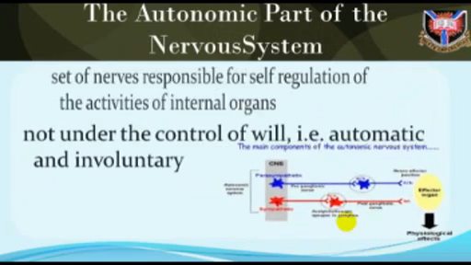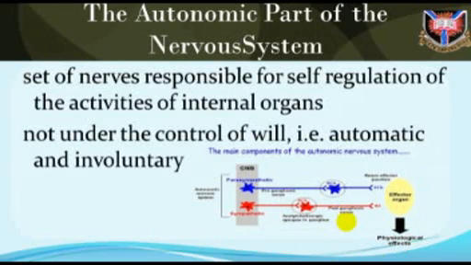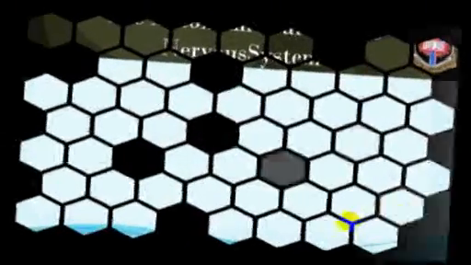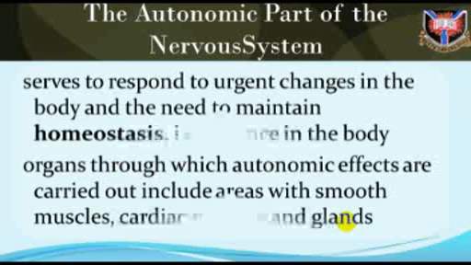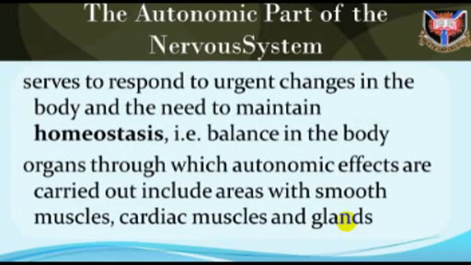Autonomic part of the nervous system. This is a set of nerves responsible for self-regulation of the activities of internal organs. It is automatic and involuntary, that is, not under the control of will. Such activities are initiated below the level of the cerebrum, even though the stimulation may not be known by the individual, yet the effects may be perceived, e.g., the urge to void urine.